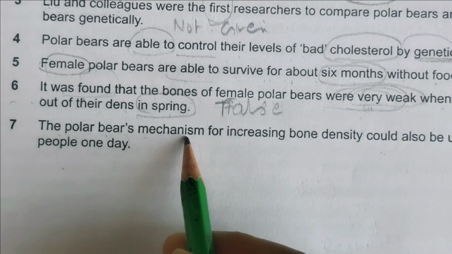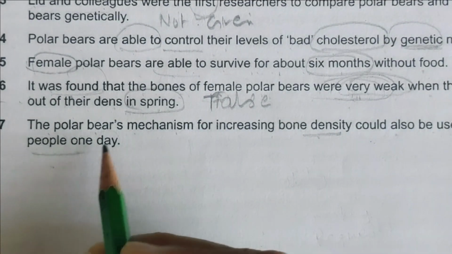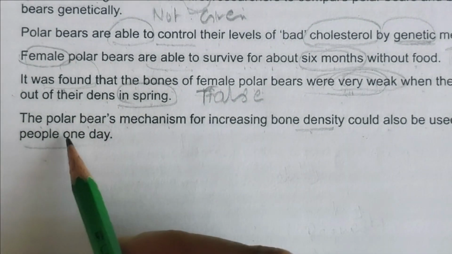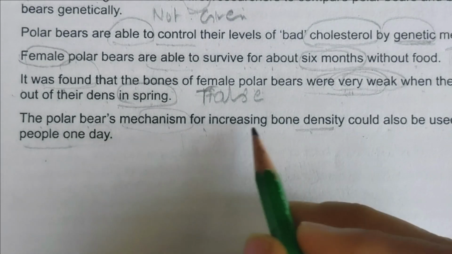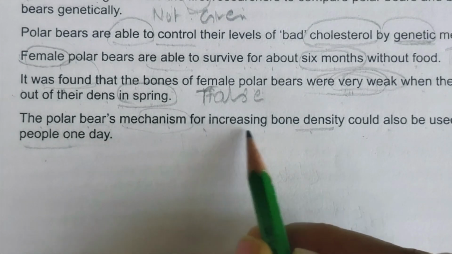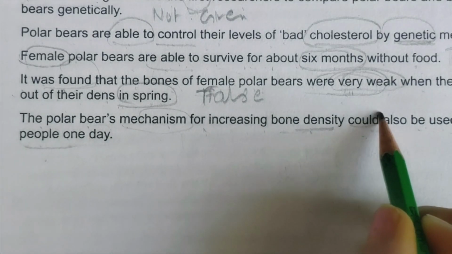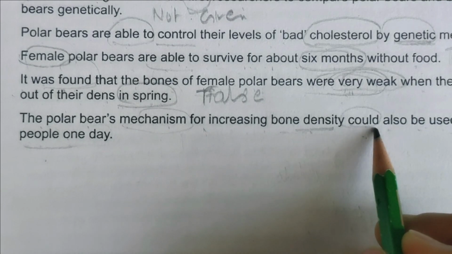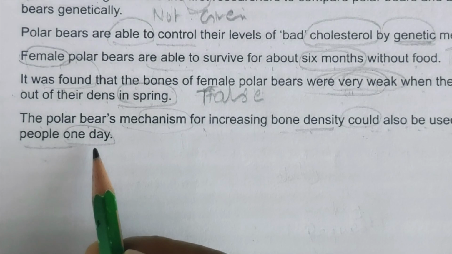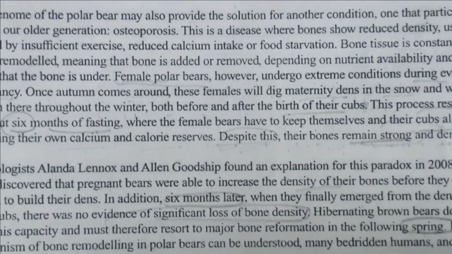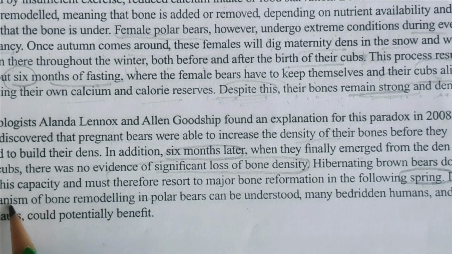The polar bear's mechanism for increasing bone density could also be used by people one day. It means the mechanism for increasing bone density could also be used by people. So this could is used in context of future, can also be used by people one day. One day means they will be using it in future. So one day, so now I have to find it.